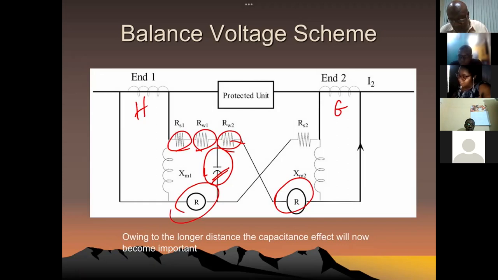Now, what we said earlier is that they operate by having opposing voltages. That's what we said. They operate by having opposing voltages.